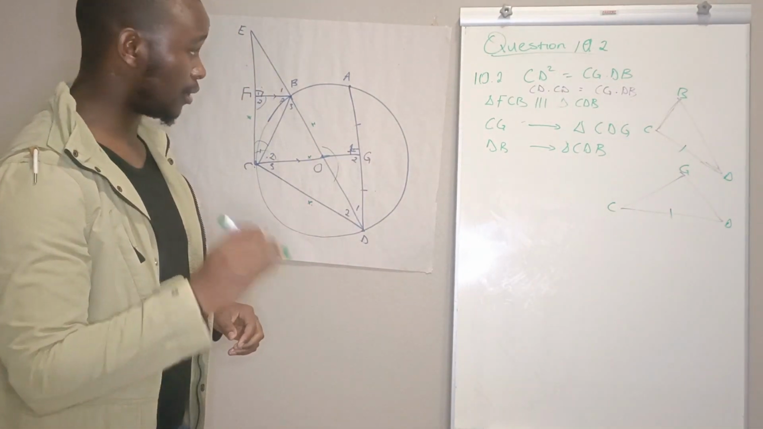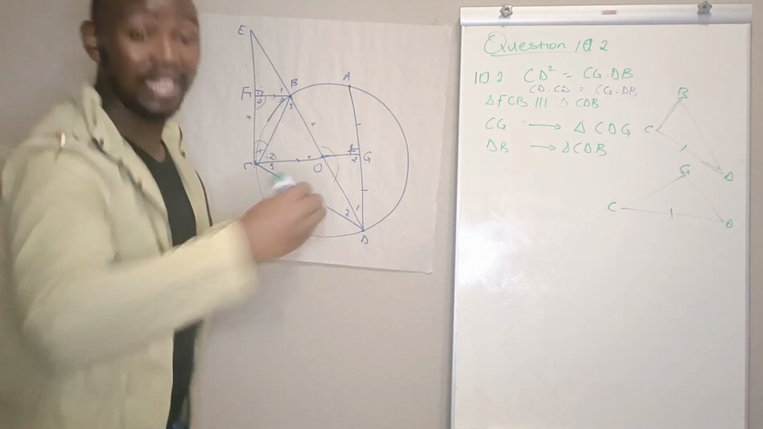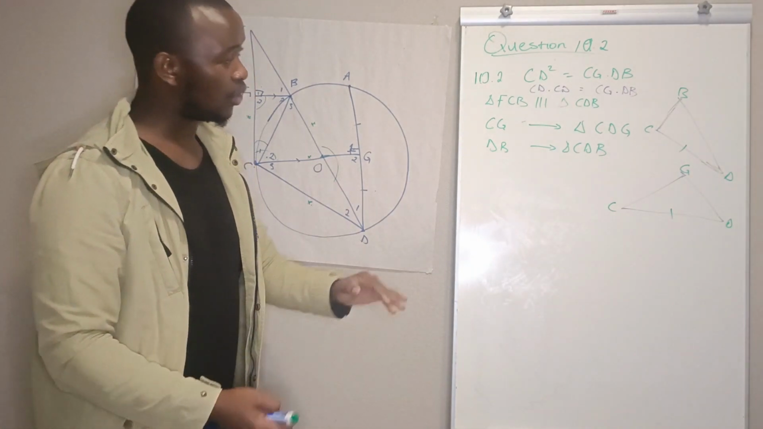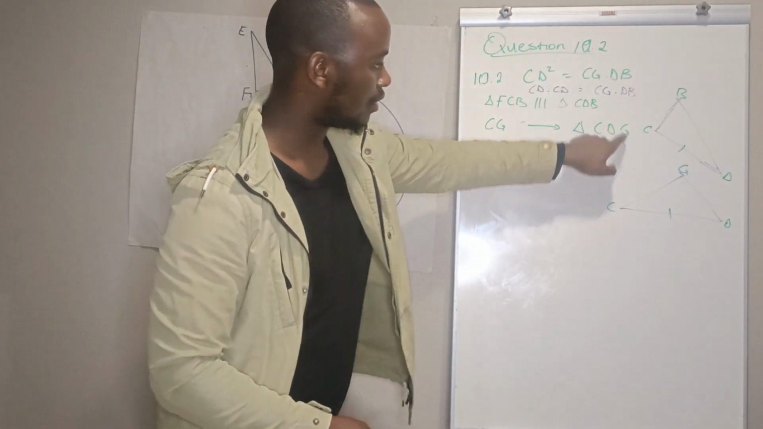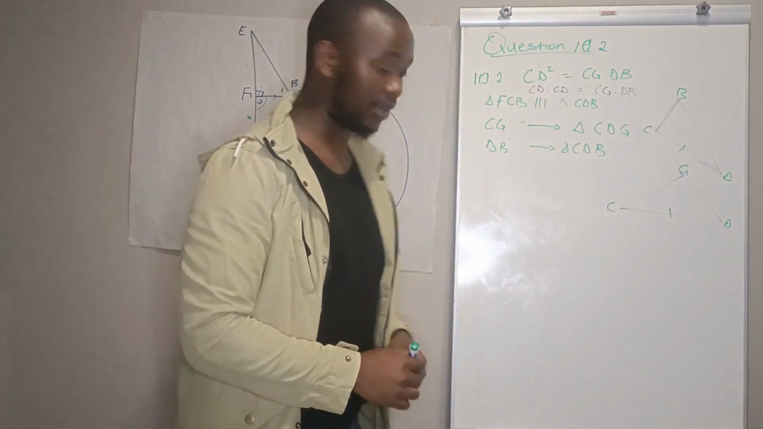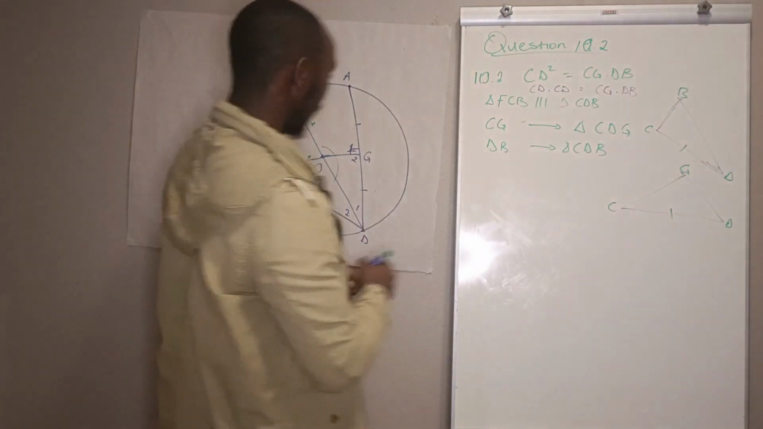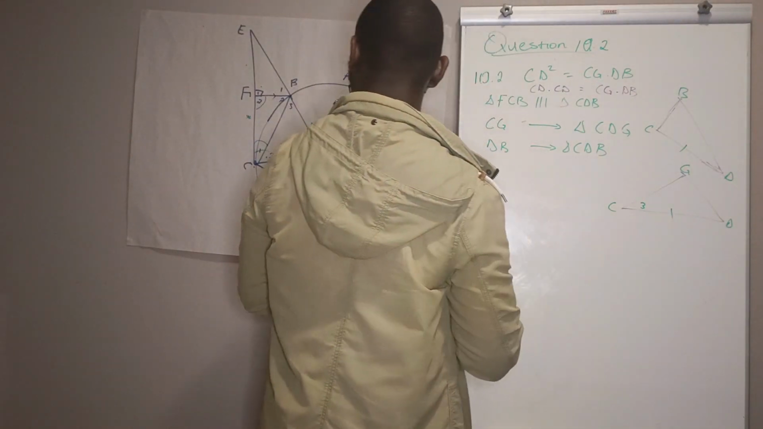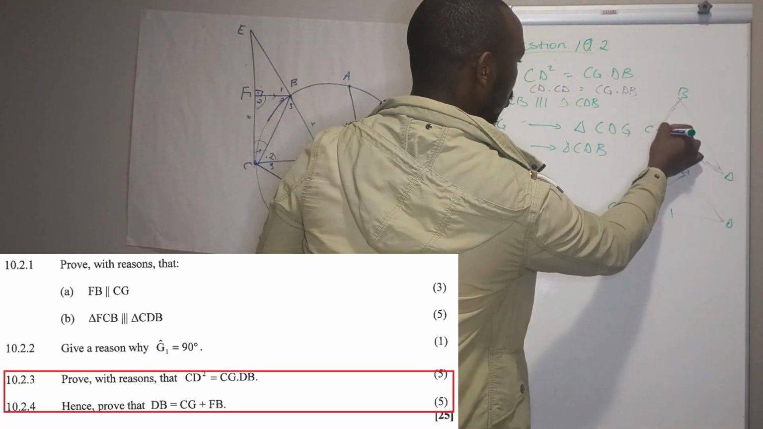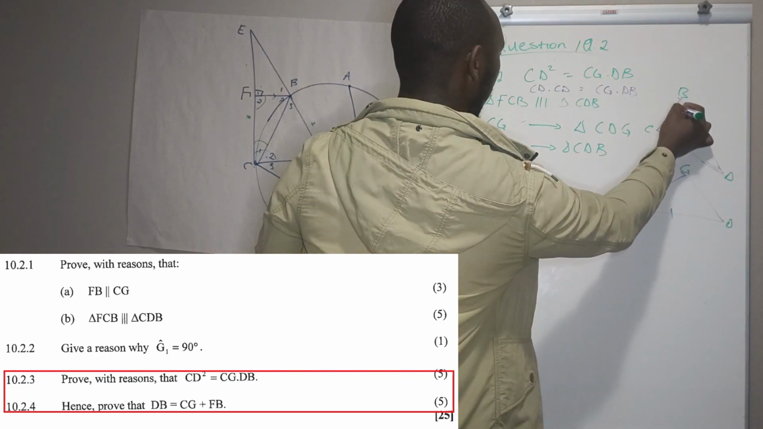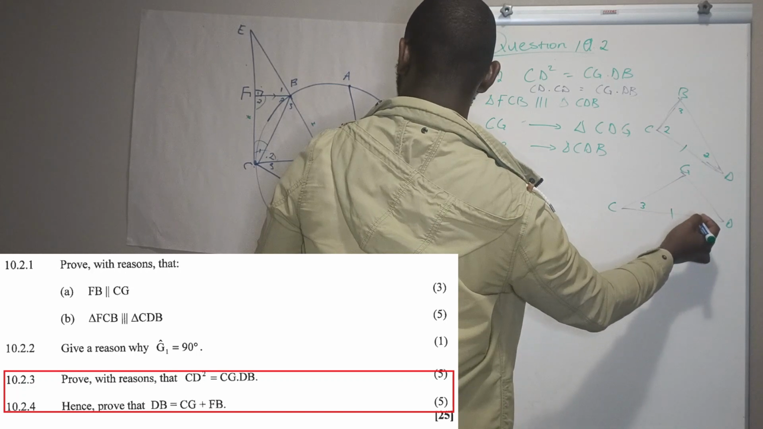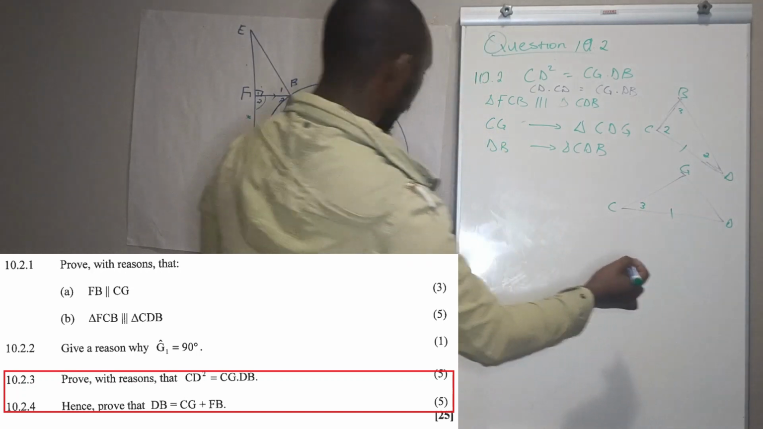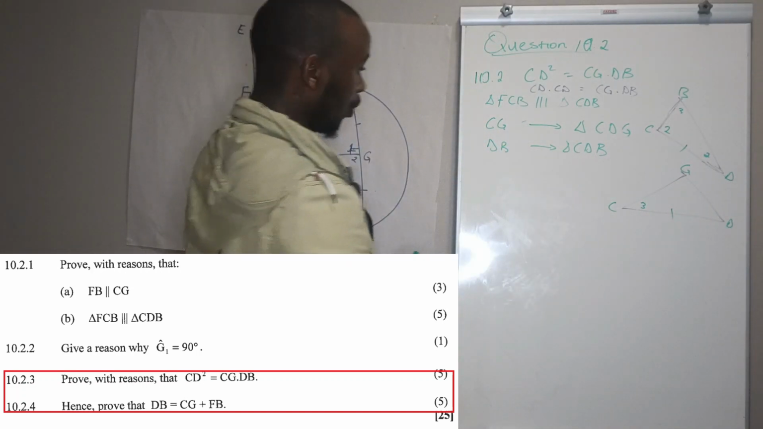But what is important about these two triangles is that there are plenty of angles. So let's go on to prove that these two triangles are similar. In these two triangles, we have angles C3 here, then C2, and then D3, D2, and D1 and D2.